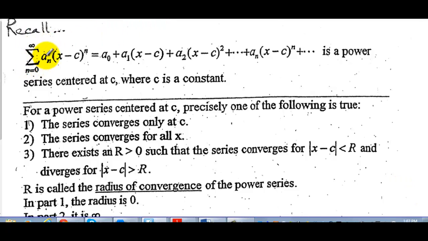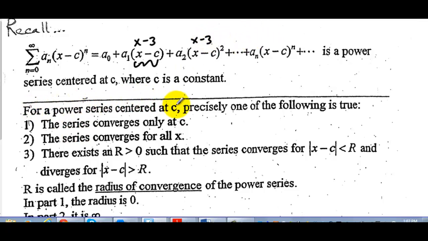Recall that the series the sum of a sub n times (x minus c) to the n equals a sub 0 plus a sub 1 times (x minus c) plus the rest of this is a power series centered at c, where c is a constant. If we're going to center this at anything other than 0, we're going to need the x minus c. If we were centered at 3, all of these would be (x minus 3)'s.